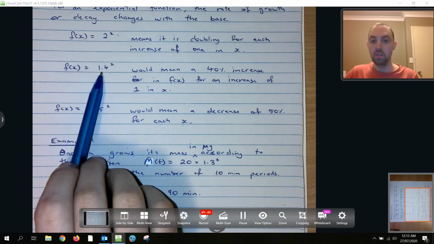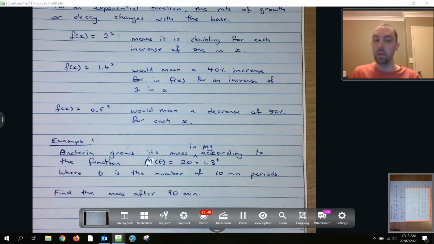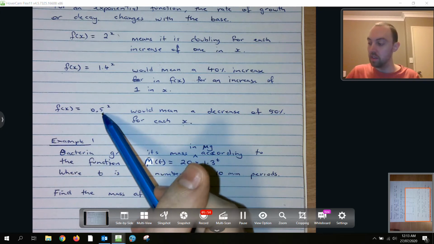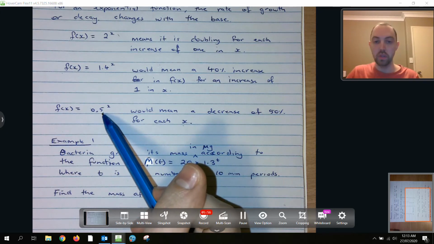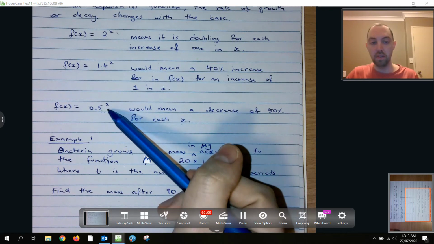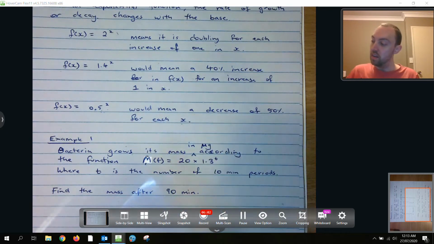This would be an increase of 40%, just like we saw the 30% in our previous example. But when that number is less than 1, then we actually have what we call decay. These are examples of growth. This is an example of decay, where this is actually decreasing over time.